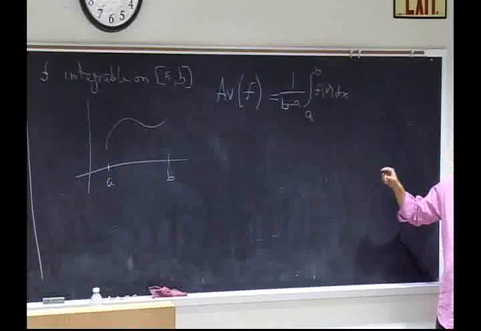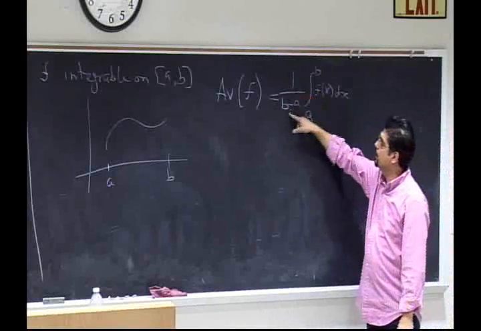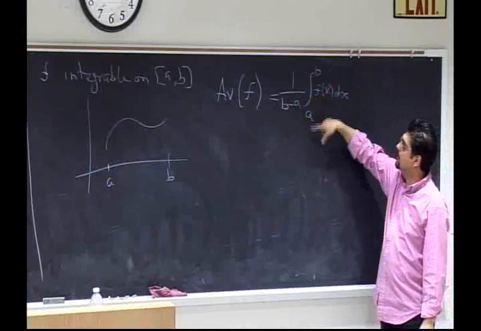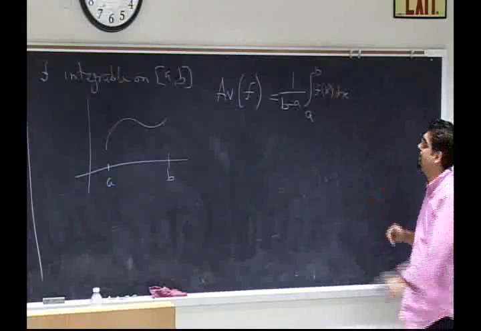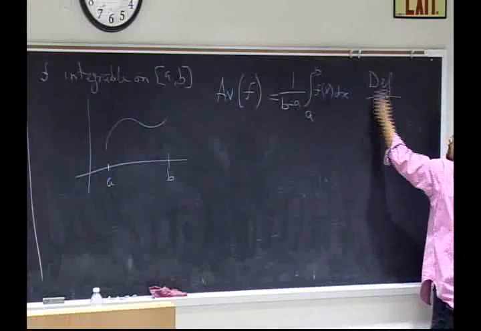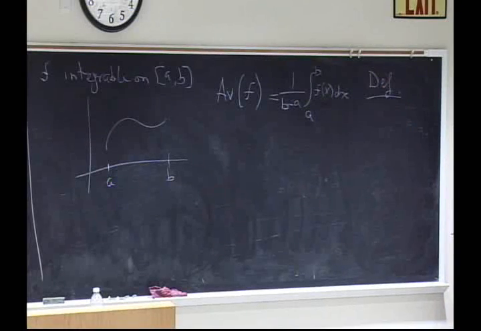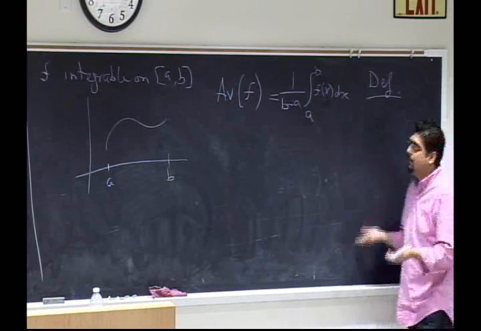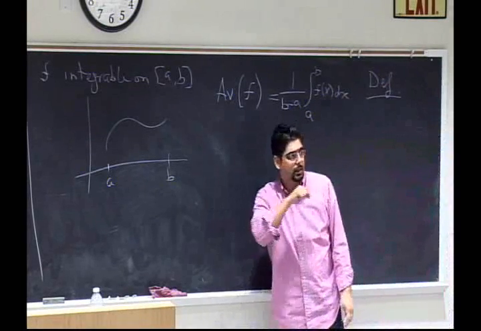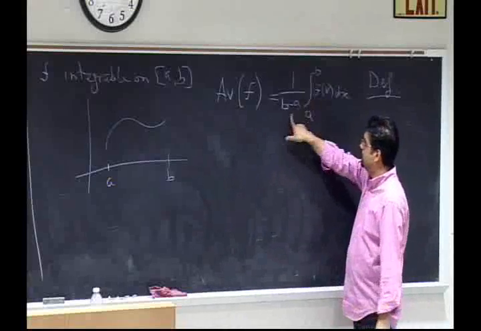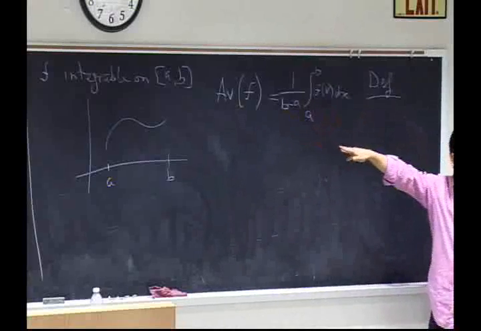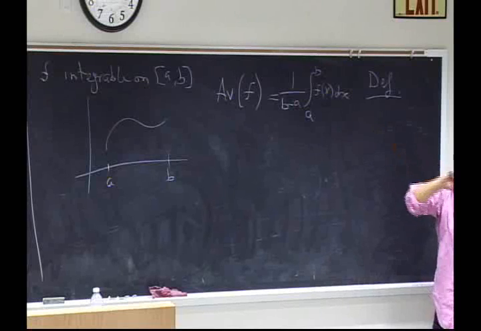I can just write it like this. The average of f is 1 over B minus A times the integral from A to B of f of x dx. This is a definition. Okay? So if I want to calculate the average function value, I add them all. I divide by the length of the interval I'm adding. Does that make sense?